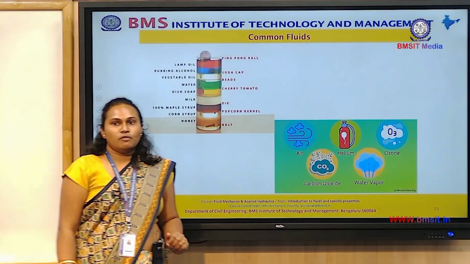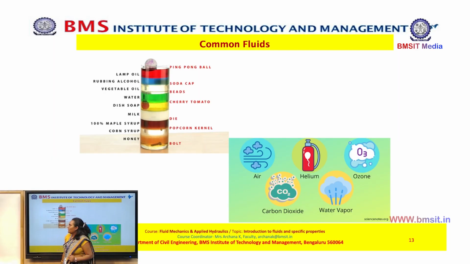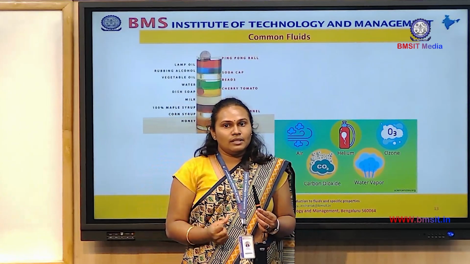So what are the common fluids that you all know? You can look at the picture here. We have various types of fluids in various colors. The lamp oil, the alcohol, then the vegetable oil, we have water. Then coming to the denser fluids at the bottom, you have honey, corn syrup, etc. One thing you have to observe is the denser or the heavier fluids are at the bottom and the lighter ones are at the top.